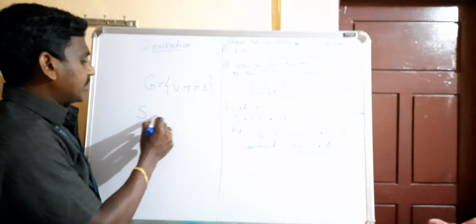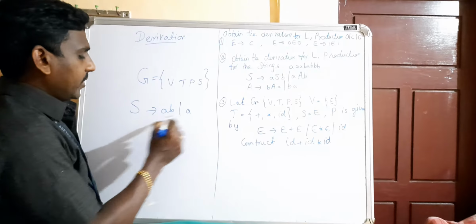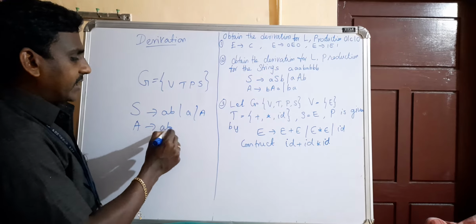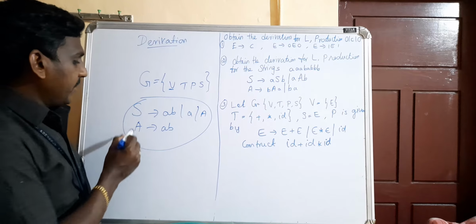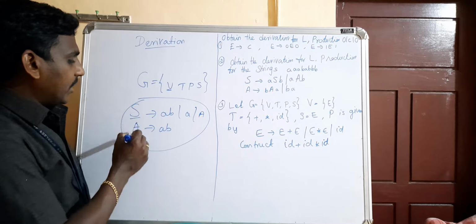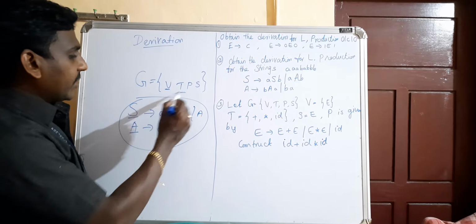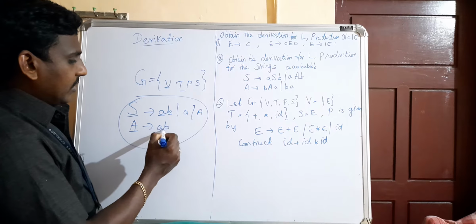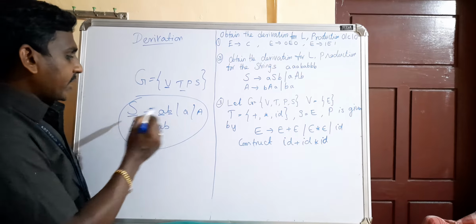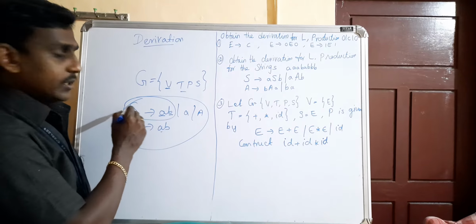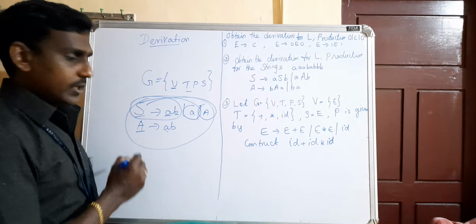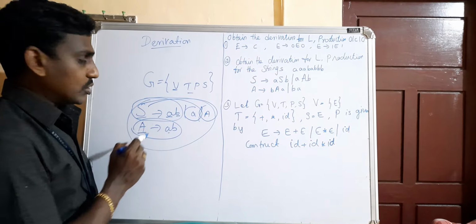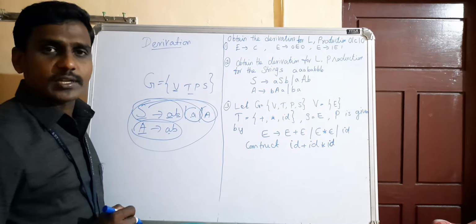For example, S tends to AB slash A slash capital A, and capital A tends to AB. This whole thing is a grammar because we have variables. Variable means capital letter, so I have 2 capital letters in this grammar, S and A, and terminals a, b, only a and b. Production: S tends to AB is one production, S tends to a is one production, S tends to capital A is one production, and A tends to AB is one production. So 1, 2, 3, 4 productions are there.